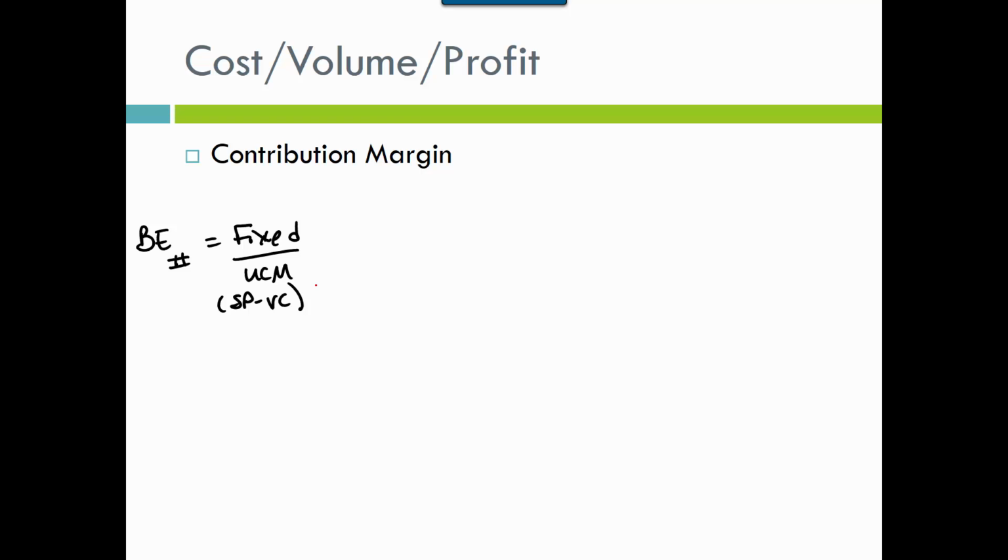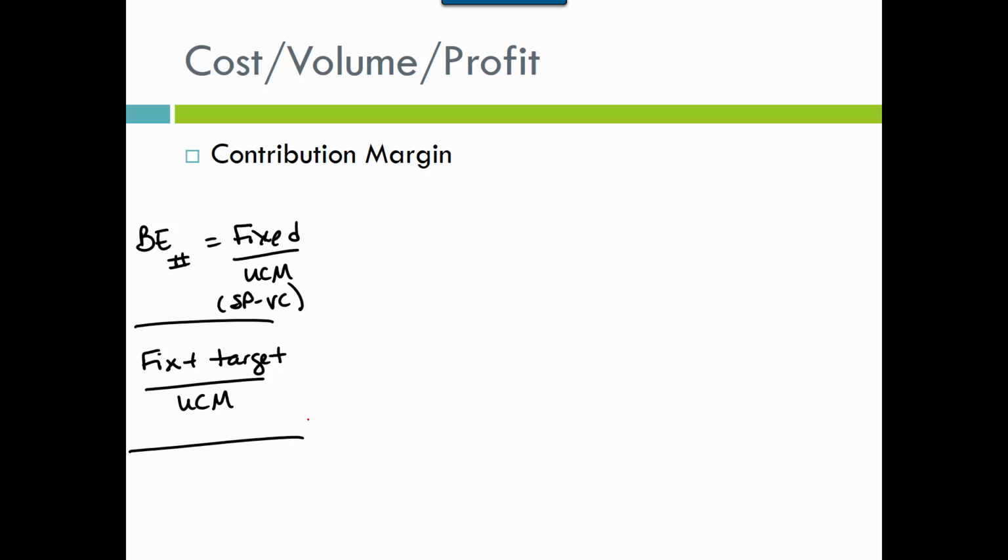Let's say I don't want to break even. I want to earn $10,000 in profit. You can get the same thing. You can say the fixed costs plus your target profit divided by the unit contribution margin tells you how many units you have to sell in order to earn that target profit. So that's another important formula there.